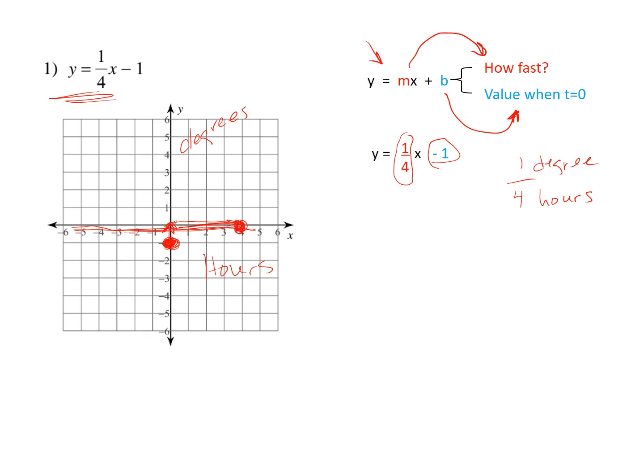Again, I started from the value when t was 0, this guy right here, and I used the speed, how fast the temperature is changing, to find the other point. So it's 1 degree, positive is up. I went up 1 degree, I went right 4 hours. That was my second point, and all I have to do now is join those 2 points, and I got a line. Done.